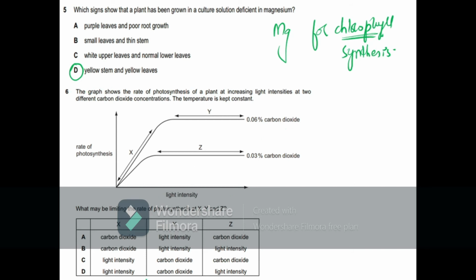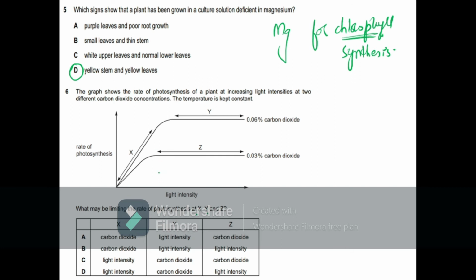Okay. Now in MCQ number 6, we are starting MCQ number 6. The graph shows the rate of photosynthesis of a plant at increasing light intensities at two different carbon dioxide concentrations. The temperature is kept constant. Okay. Rate of photosynthesis, this is light intensity, 0.03% carbon dioxide, 0.06% carbon dioxide. What may be the limiting factor of photosynthesis at X, Y and Z?